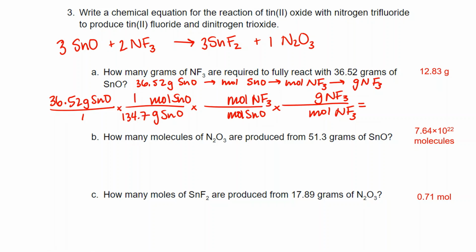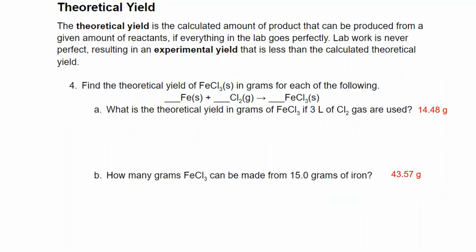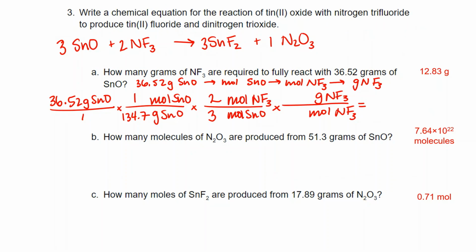Next we have a mole ratio. So we're going to look at our balanced chemical equation in order to determine what this ratio is. For every 3 moles of SnO, there are 2 moles of NF3. Our last conversion factor here is grams and moles, which means I need the molar mass of NF3. So 1 mole of that weighs about 71 grams. So this will give us 12.83 grams of NF3.